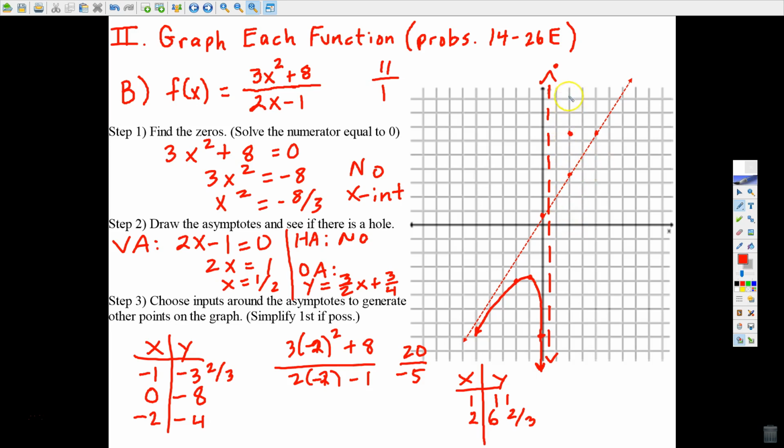And I think that's going to be enough because I know where we're going this way. We're going up toward positive infinity. We've got to pass through this point, and then we're going to trace this one wherever along the oblique asymptote.